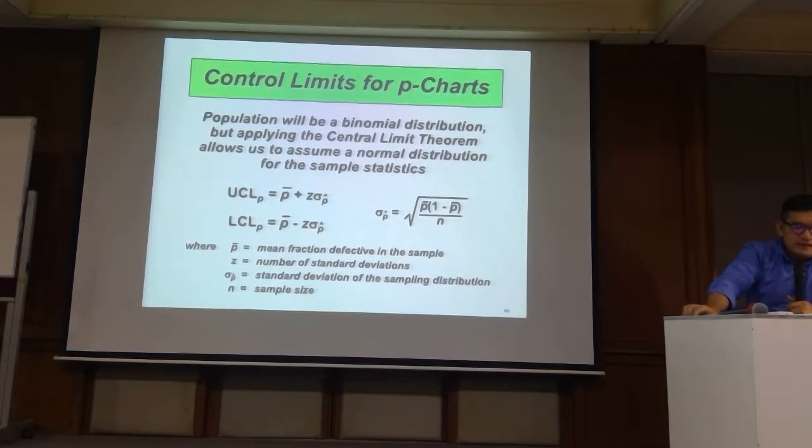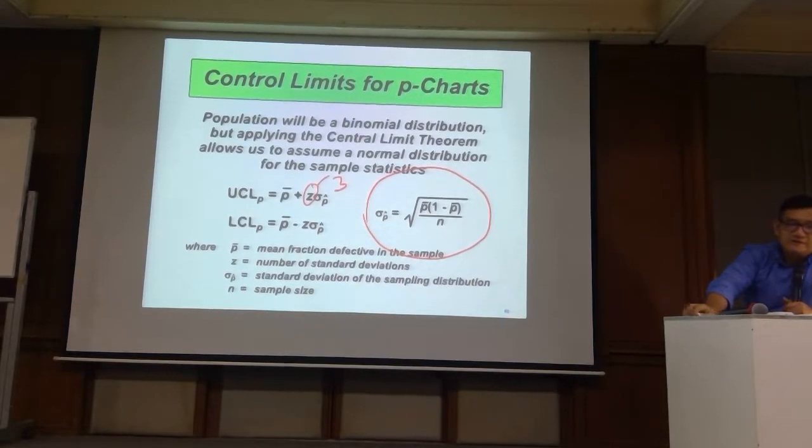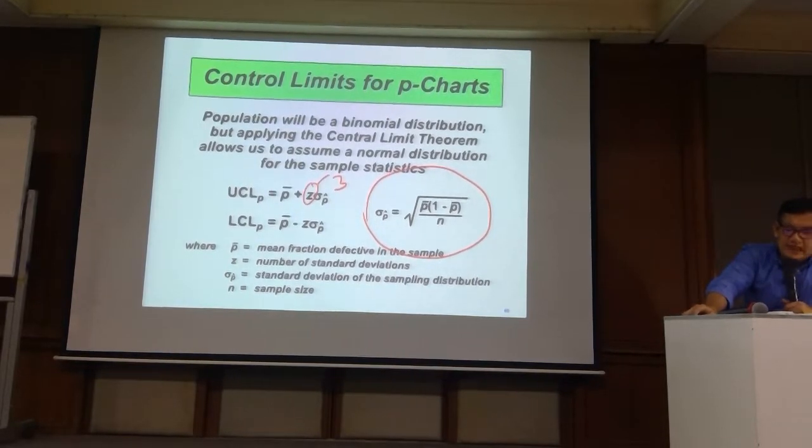And for the upper control limit we're using P bar plus Z multiplied with the standard deviation, or sigma of P hat. P hat is calculated using the formula: square root of P bar multiplied with 1 minus P bar, all divided by N. N is the sample size. For the lower control limit we're using P bar minus Z multiplied with the standard deviation of P hat. We have been using this formula. And Z, normally we're using 3, 3 standard deviations.